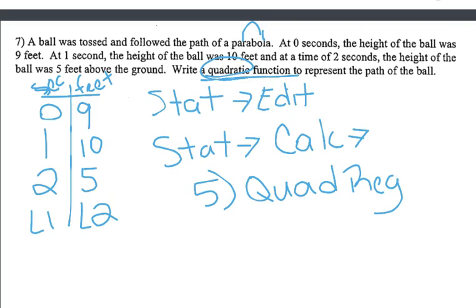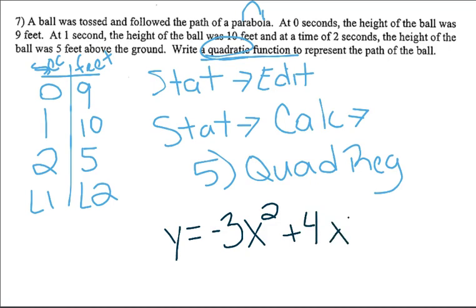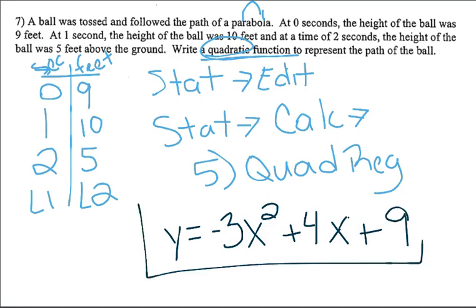And you should get y equals, I got negative 3 for the A. I'm going to plug that in for A. Negative 3x squared plus plug in the B value of 4x plus plug in the C value of 9. And that will be your quadratic equation.